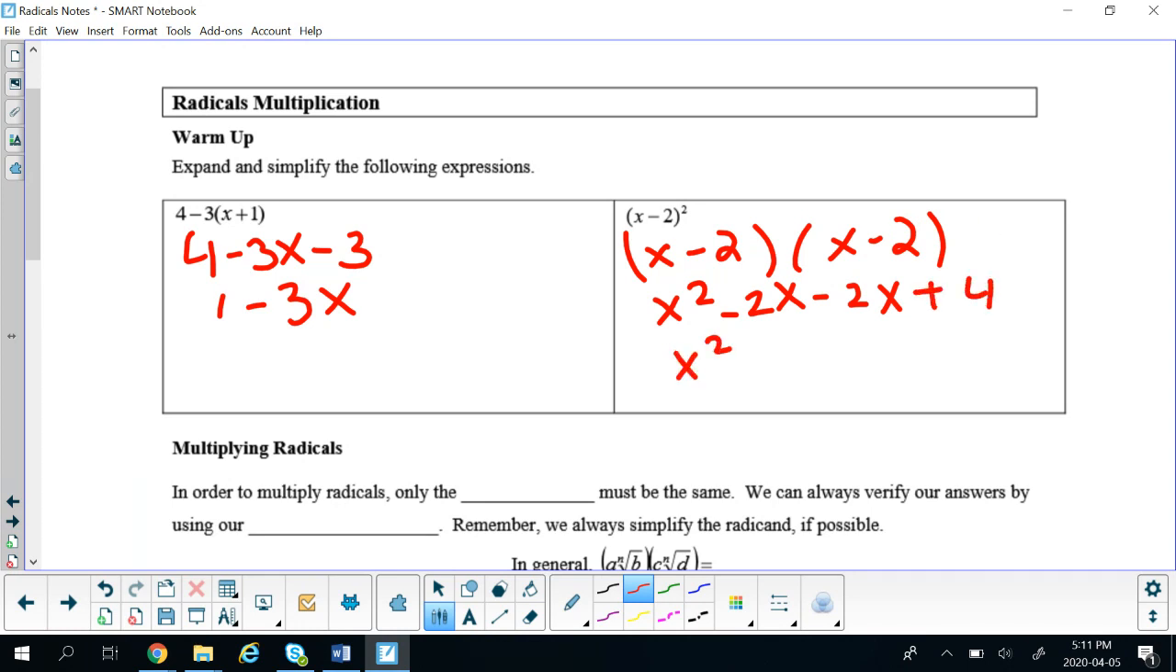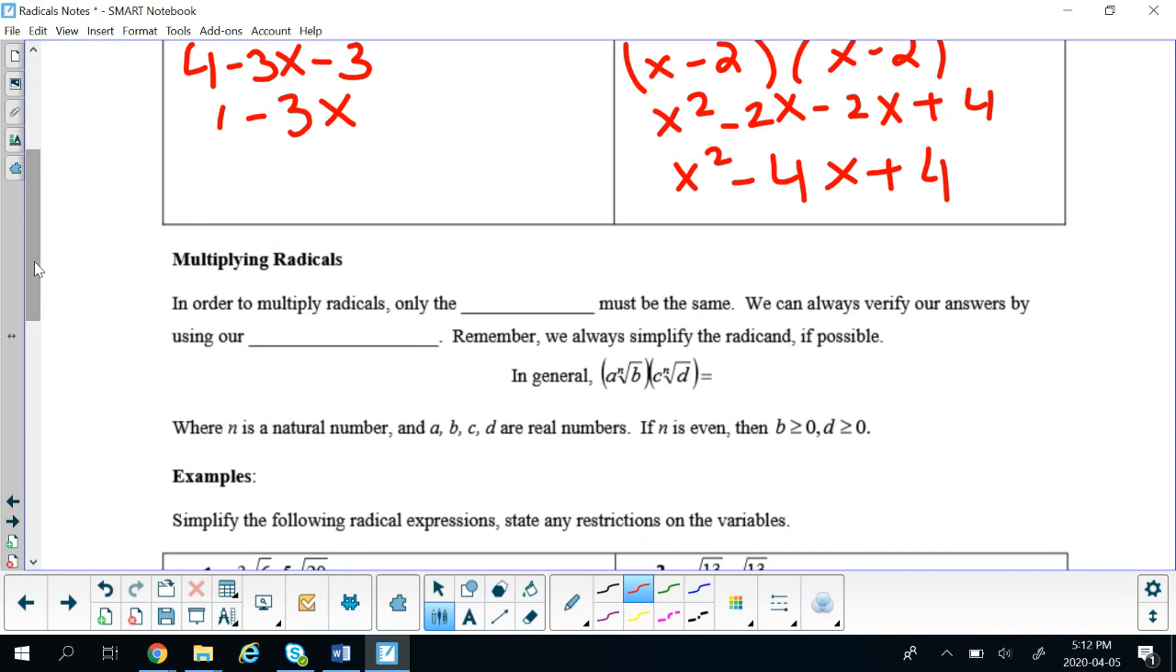This is equal to x squared. We're going to combine the like terms. So negative 2x and negative 2x becomes negative 4x plus 4. Okay. Next, in order to multiply radicals, only the index must be the same.